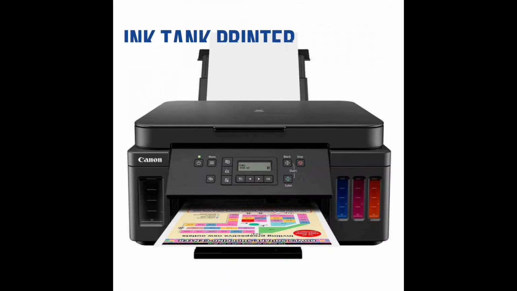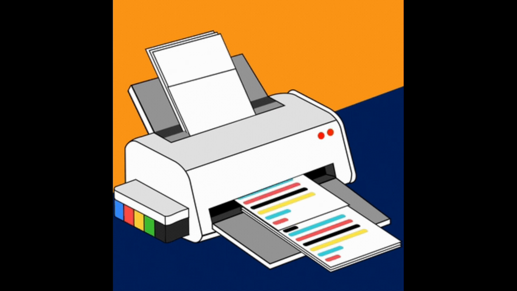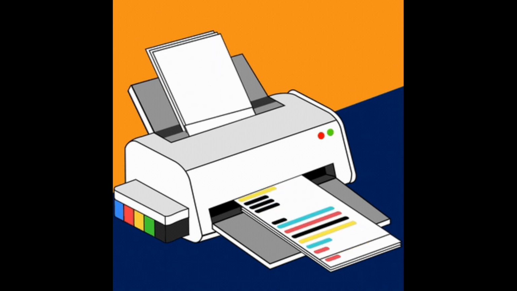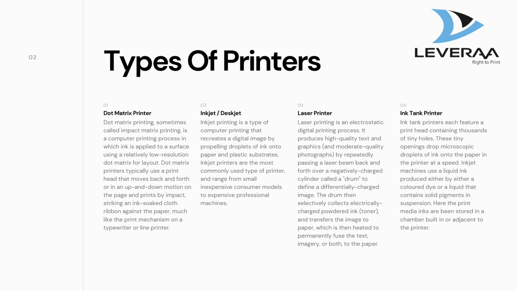Inktank printer. Inktank printers each feature a print head containing thousands of tiny holes. These tiny openings drop microscopic droplets of ink onto the paper at speed. Inkjet machines use a liquid ink produced either by a colored dye or a liquid that contains solid pigments in suspension. Here the print media inks are stored in a chamber built in or adjacent to the printer.